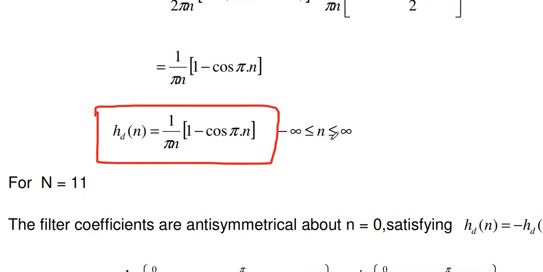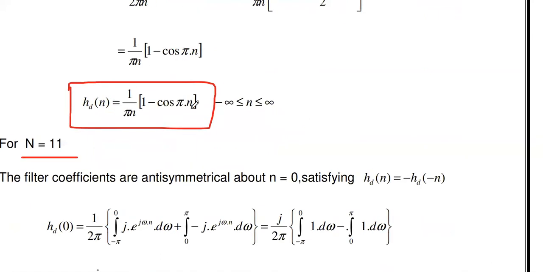So far, n is between minus infinity to infinity. But we want only 11 samples. We are going to design the ideal Hilbert transformer for only 11 samples, capital N equal to 11. So for capital N equal to 11, we have to find this hd(n) value. We have to find hd(n) for minus 5 to plus 5. So the small n, the time, varies from minus 5 to plus 5. We have to find out the hd(n) value.